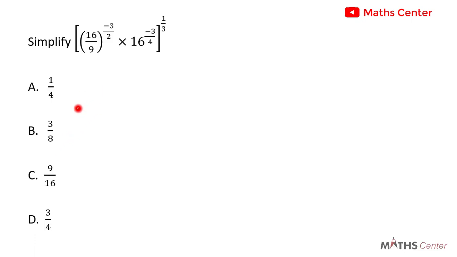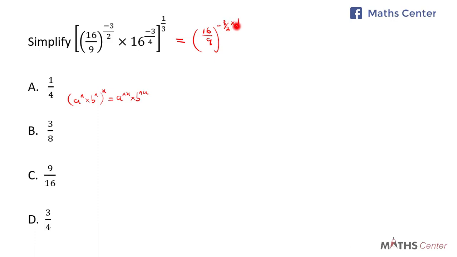From indices, we know that if we have, let's say, a exponent n times b exponent n, and this is exponent x, we can distribute the x to each one of them, and so we are going to have a exponent nx times b exponent nx. And so if we apply the same thing here, then this will give us 16 divided by 9 exponent negative 3 divided by 2 times 1 divided by 3.